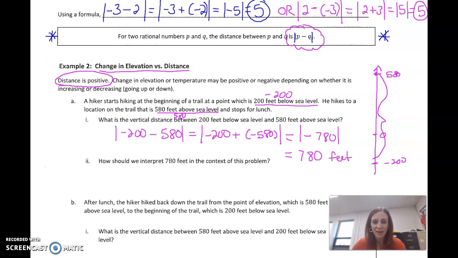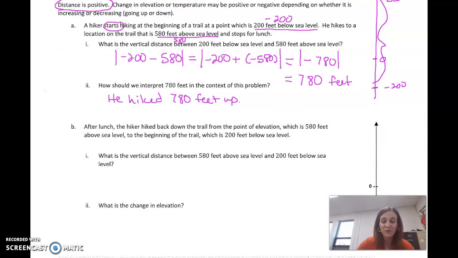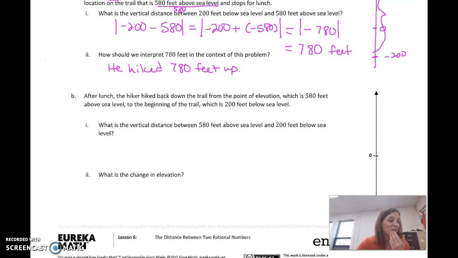What does that mean? If they start at negative 200 feet and they end up 580 feet above sea level before they stop for lunch, how can we interpret that? Well, we can say he hiked 780 feet up, or his hike rose 780 feet. That word up is what tells us the context of the problem. We're not going to say positive, we're going to give it a direction. Again, we're just using that P minus Q in absolute value to find the change in elevation in this case.